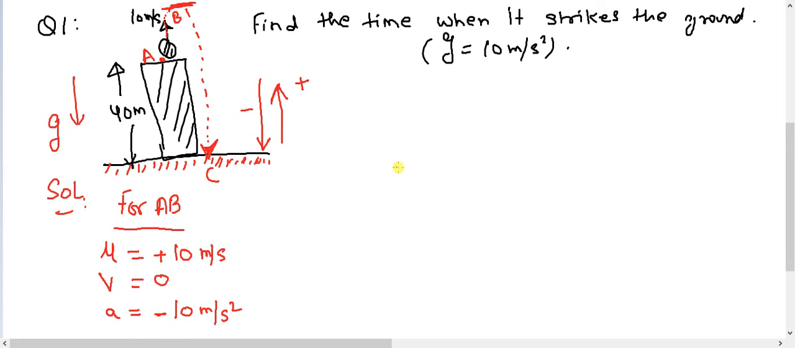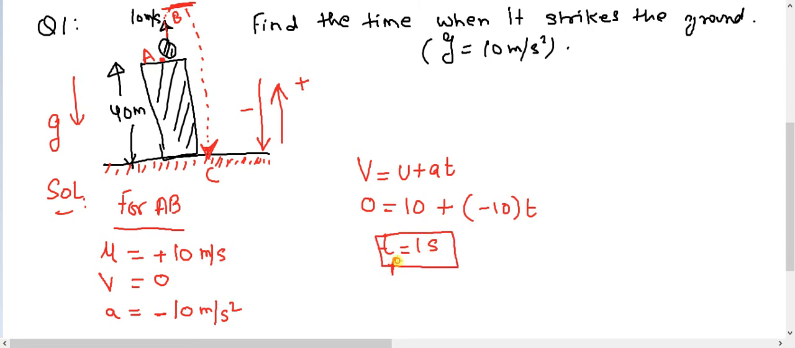So let's solve it. First you need to calculate the time to reach point B. How will you calculate that? v is equal to u plus at. v is 0, initial speed is 10, acceleration is minus 10, and t. You'll get time to be 1 second.